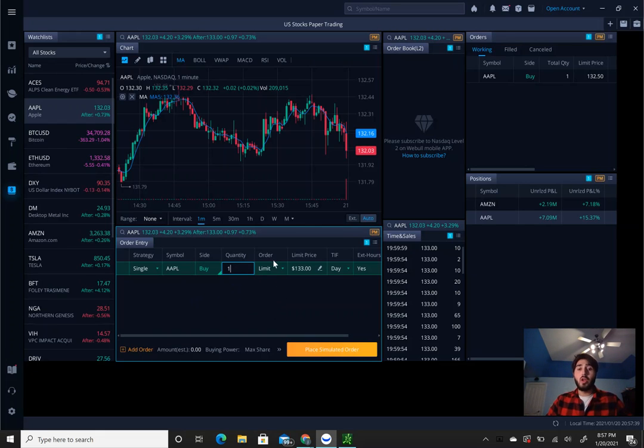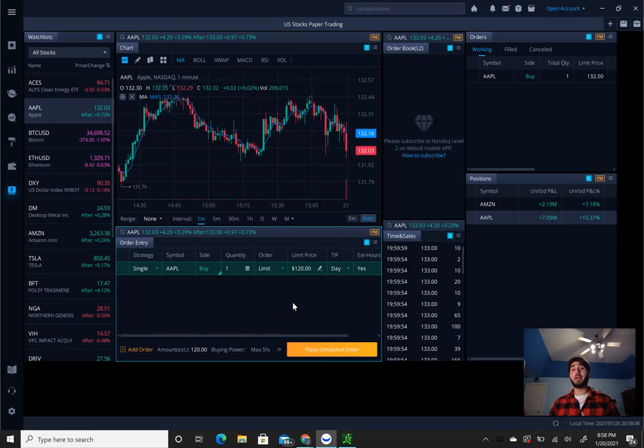So quantity 1, order is limit and market. Limit is basically I want the share of Apple at this specific price. So let's just say Apple's currently trading at $133. I want the share of Apple at $120. Okay. So that's what limit is. Limit is I want the share of Apple, but I only want to pay $120 for it. So only if Apple drops to 120 will I get my share, right?